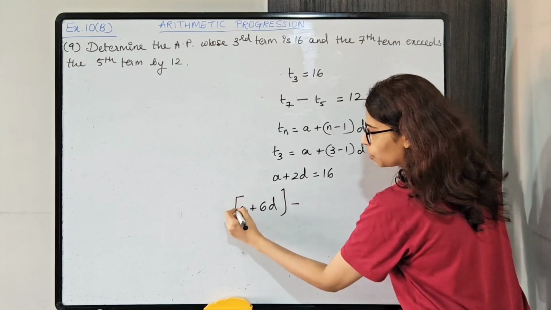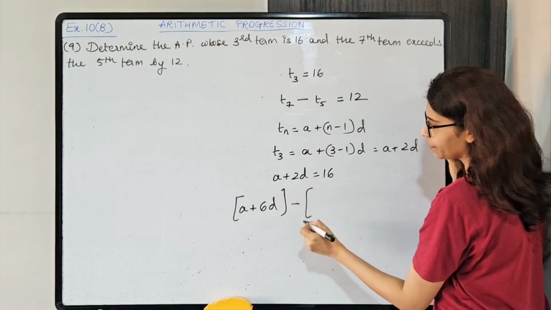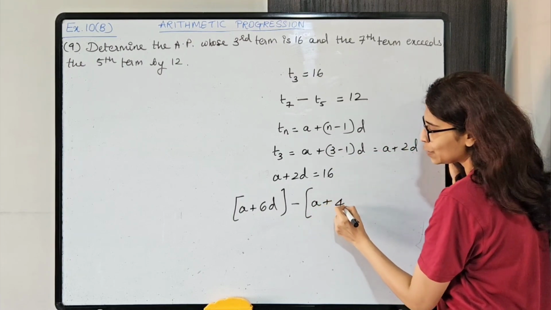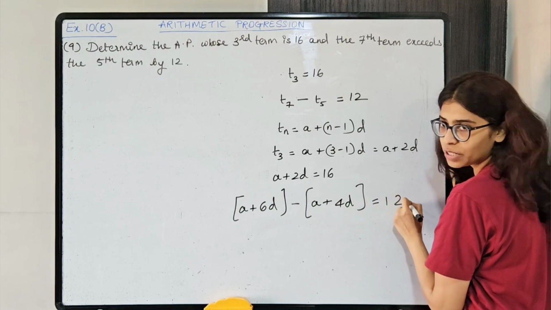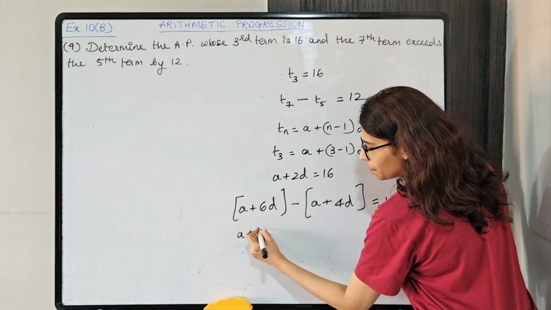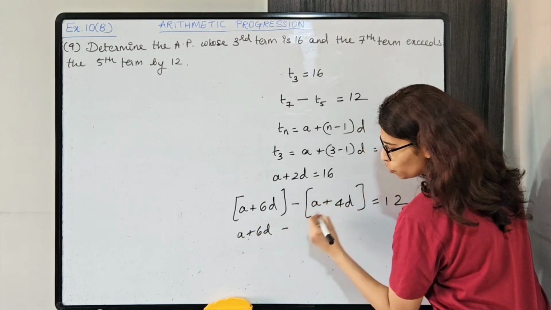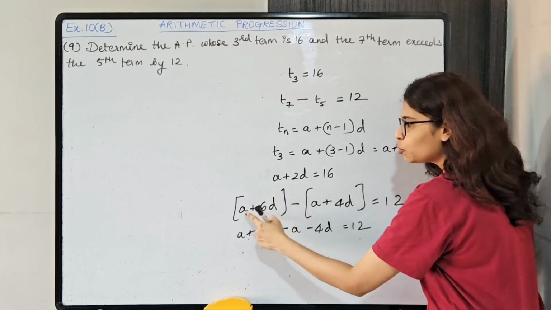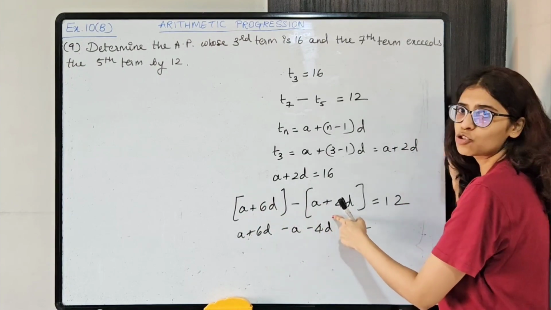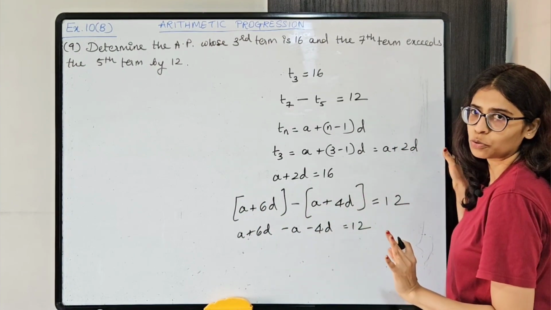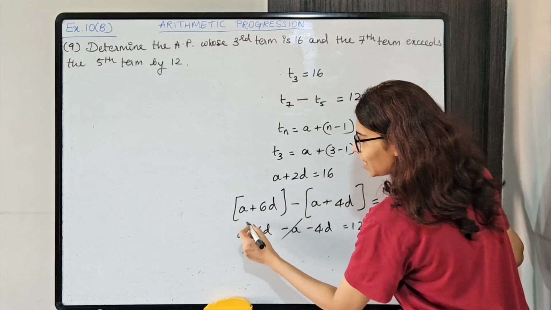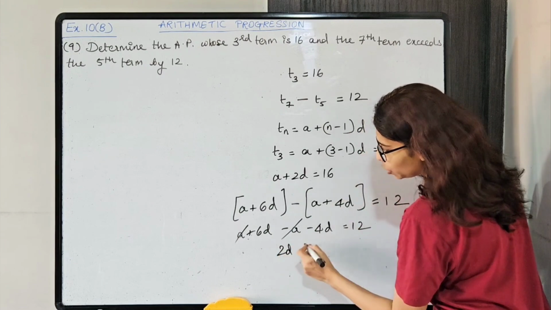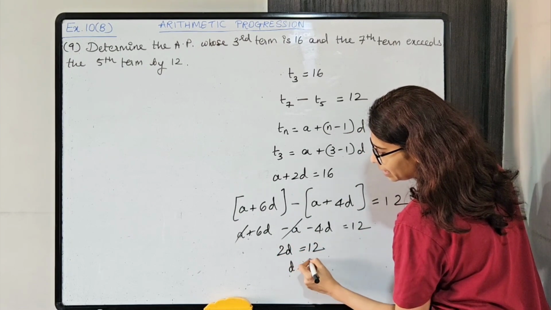Minus, put brackets. Okay. T5 will be A plus 5 minus 1 D, that is 4D, is equal to 12. Open the brackets. Signs will change over here. Okay. So even if you don't put brackets over here, minus के बाद जो भी है ना वहां पे brackets put कर दो. Okay. A cancel हो गया. So that will give 2D is equal to 12. D is equal to 6.